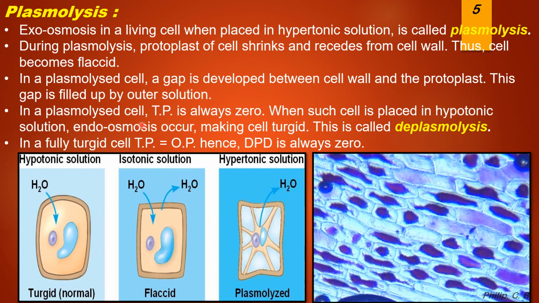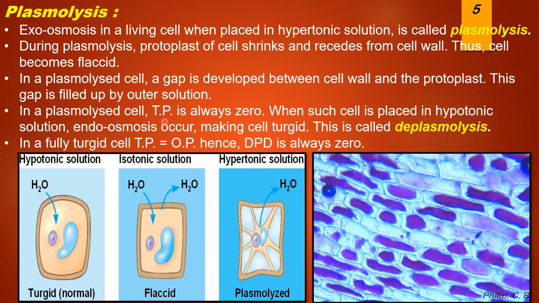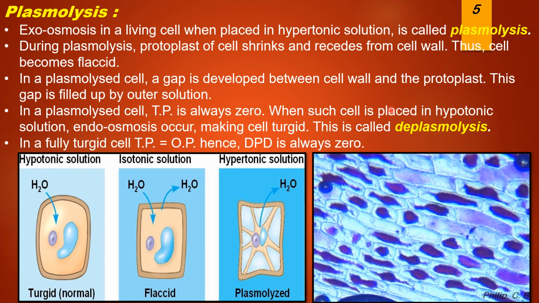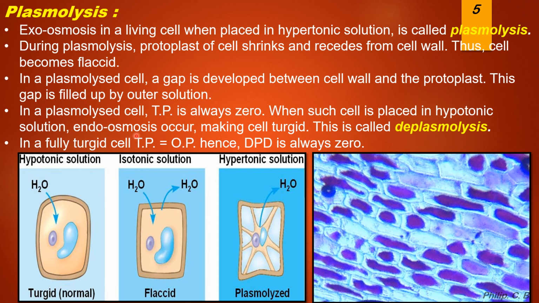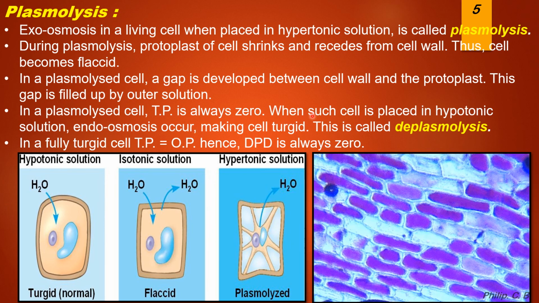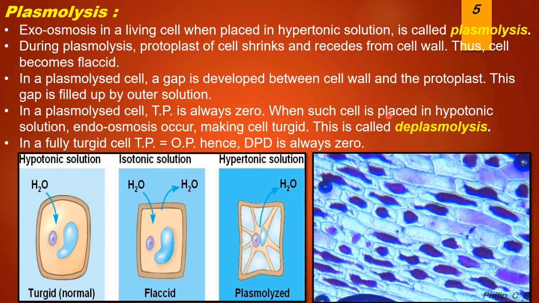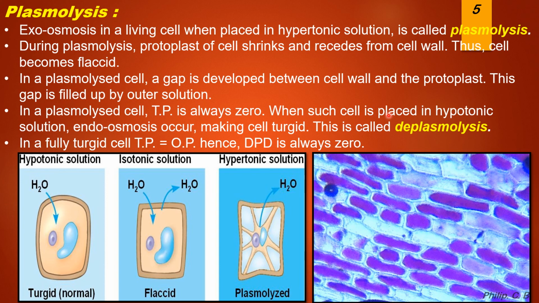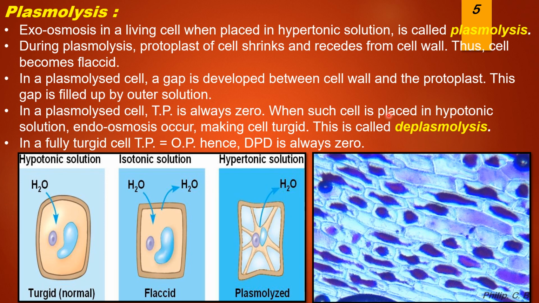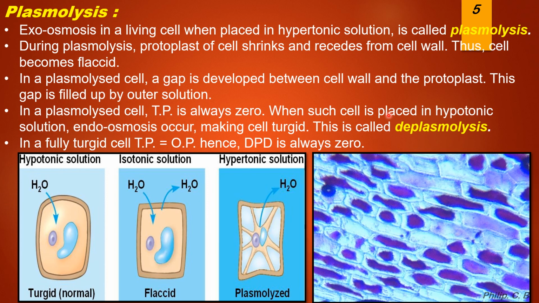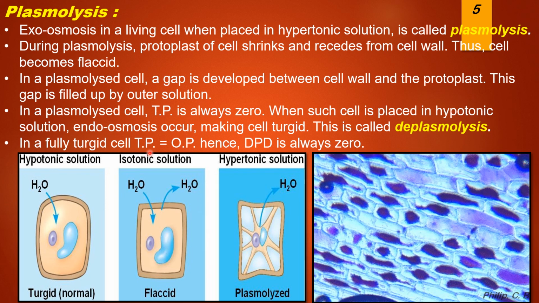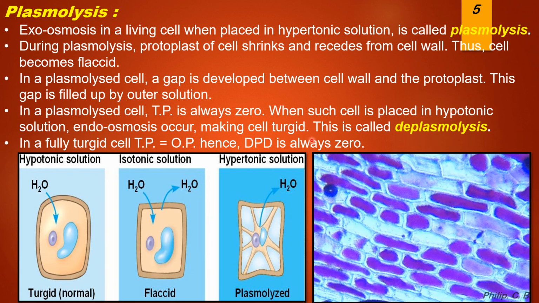In a plasmolyzed cell, TP, what is TP? Turgor pressure is always zero. When such a cell is placed in hypotonic solution, endosmosis occurs, making the cell turgid. This is called deplasmolysis, that is the opposite of plasmolysis. For example, when you keep seeds or raisins in water, they take up the water and swell up, which is opposite to plasmolysis, that is deplasmolysis. So in a fully turgid cell, TP, that is turgor pressure, will be equal to osmotic pressure, that is OP. Hence DPD is always 0.